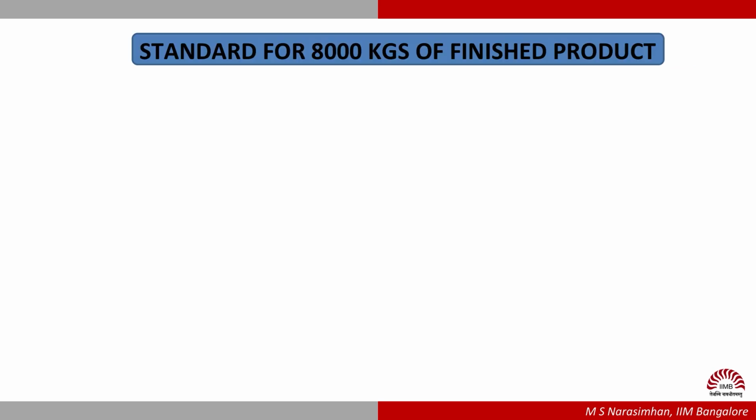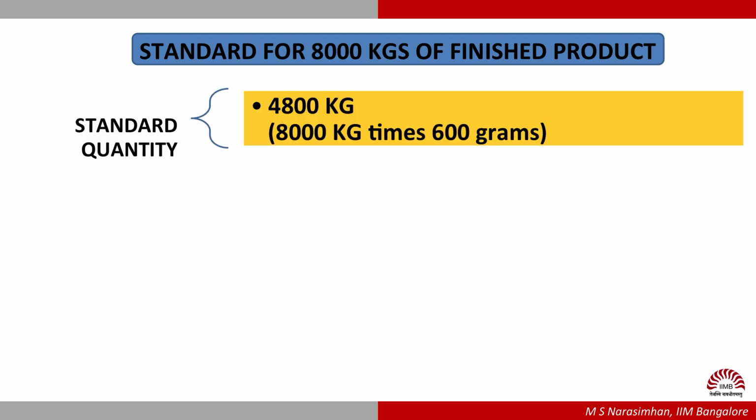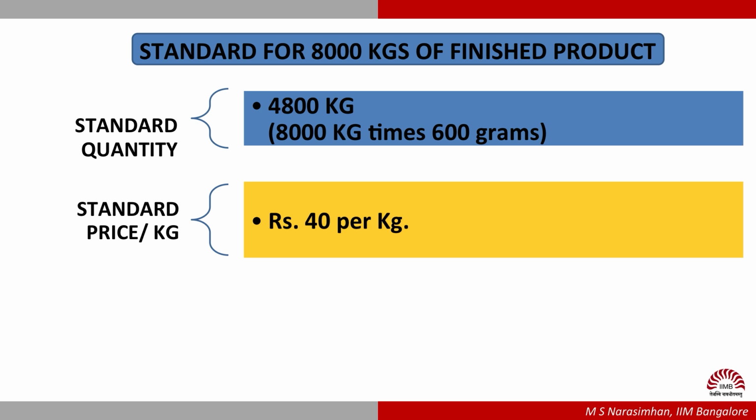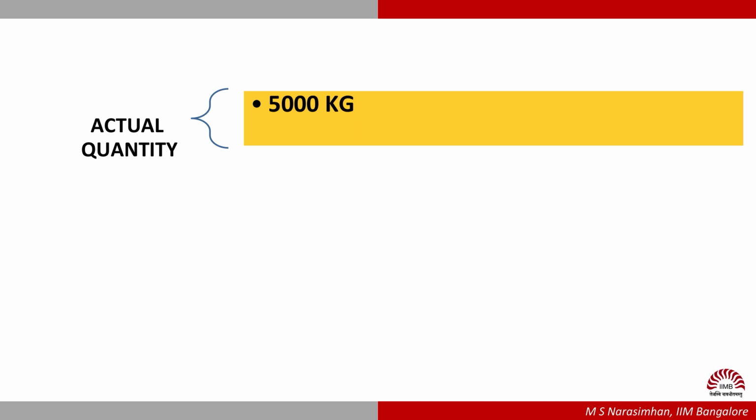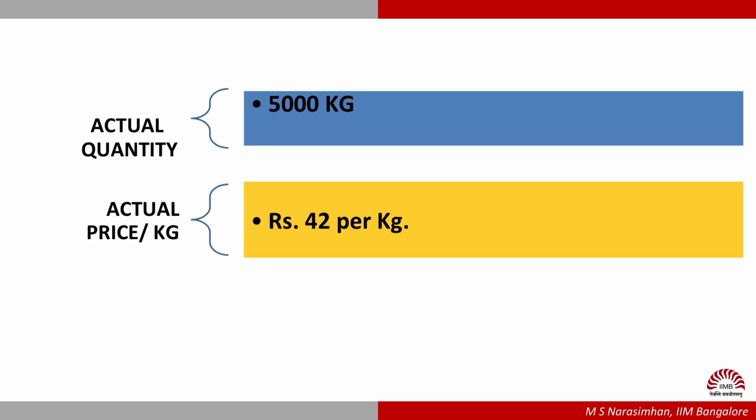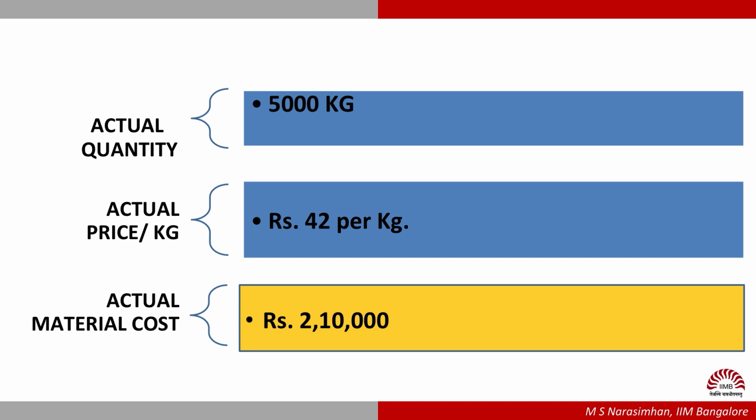The standard quantity of malt for 8,000 kg of a finished product is only 4,800 kg. That is 8,000 kg of actual production times 600 grams of a standard quantity. The standard price per kg is 40. This gives you a standard material cost of 1,92,000 rupees. The actual quantity consumed is 5,000 kg and the material procured at the price of 42 per kg. Therefore, the actual cost is 2,10,000.